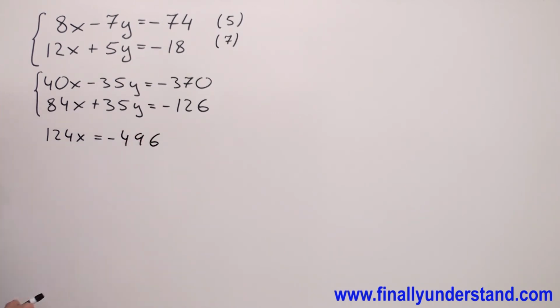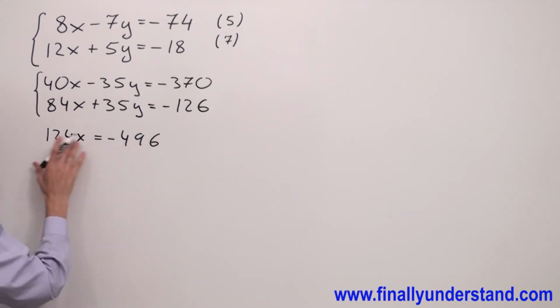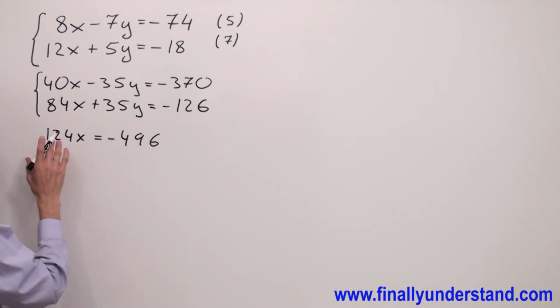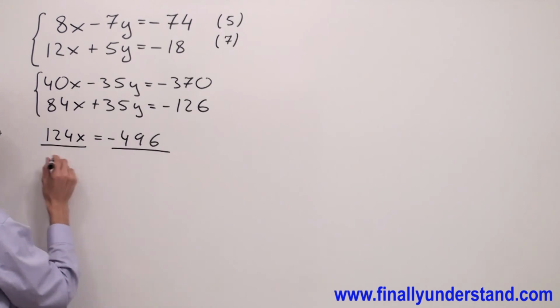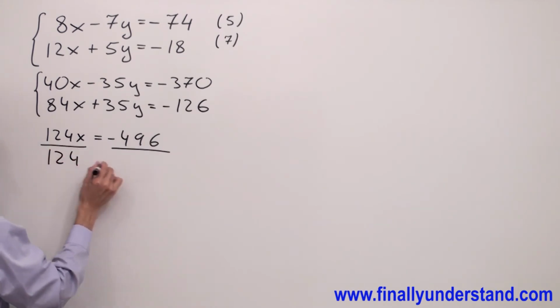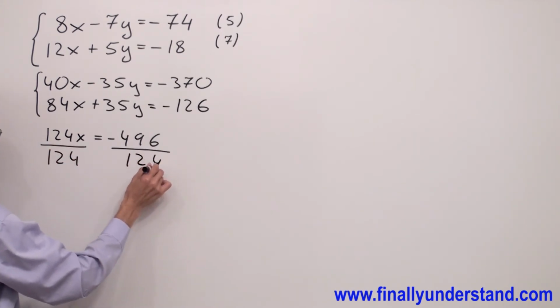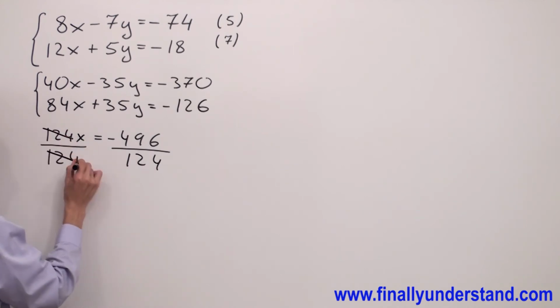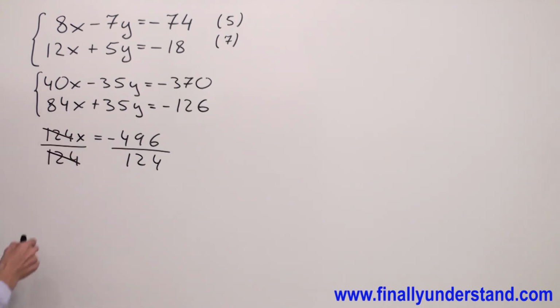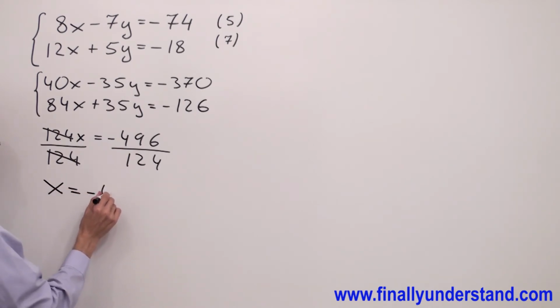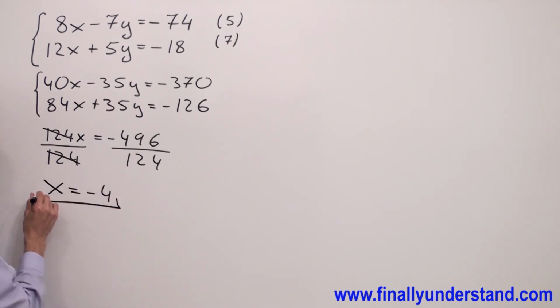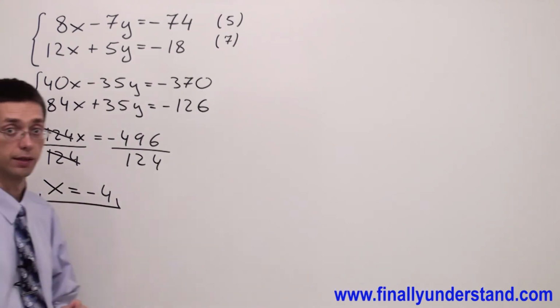496. In order to find the value of x, we're supposed to divide both sides of this equation by the number which is multiplied by x. So I have to divide both sides of the equation by 124. 124 and 124 will cancel out, and I have x equals negative 4. This is my x coordinate.